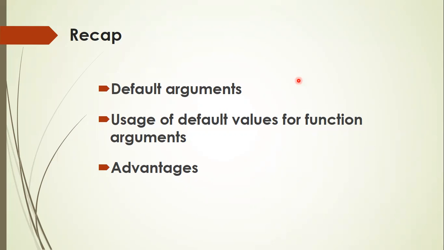Whenever some arguments are missing while calling a function, for such missing arguments it will take the value from the default list, the default value you give while writing the prototype of the function. We also already studied the advantages of using default arguments in our last class.